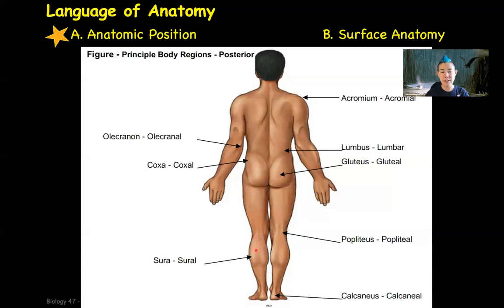If we keep moving inferiorly, then I get to the sural region. The sural region is what you might commonly call the calf. This is something that's a little bit tricky to think about because the sural region corresponds to the calf. The crural region corresponds to the shin. So you have C and S together, but they're mixed up. So sural, calf, crural, shin.